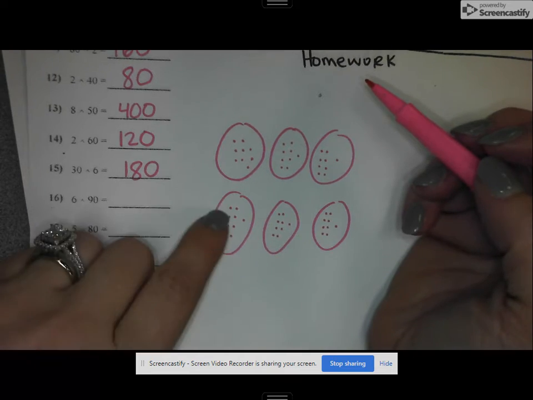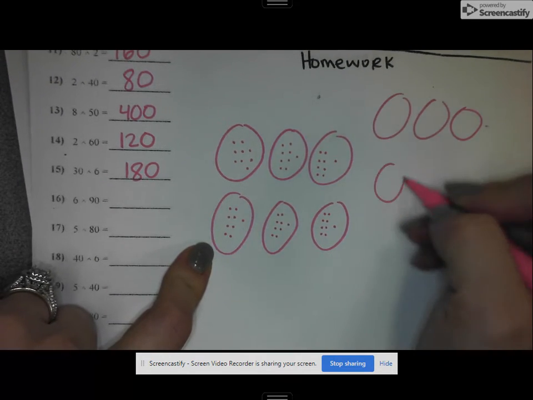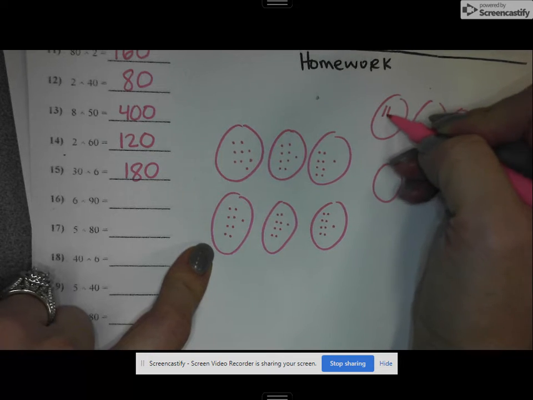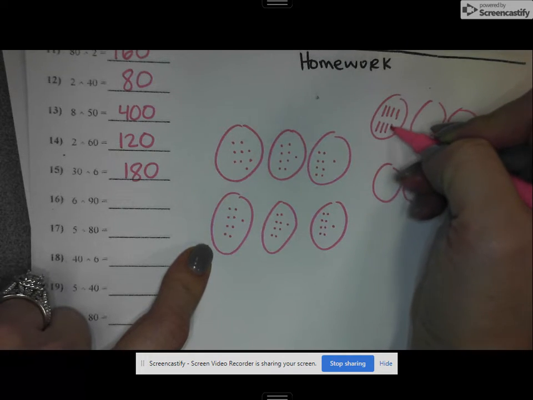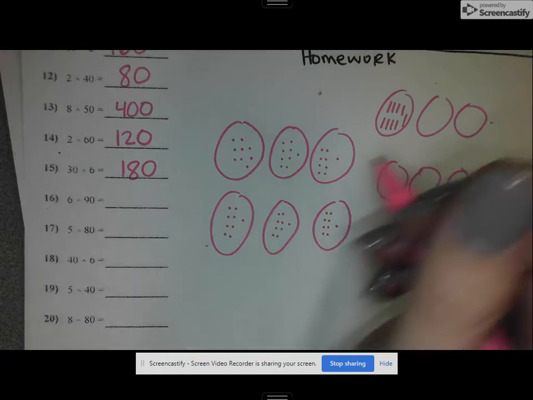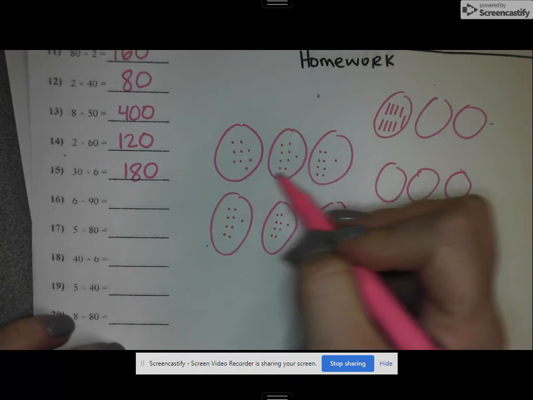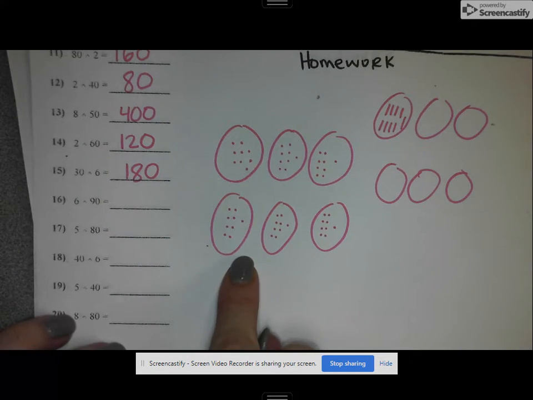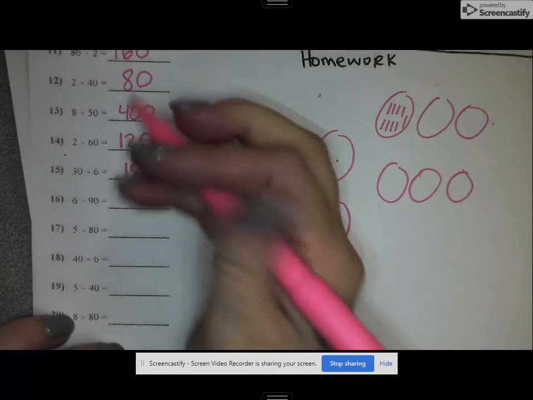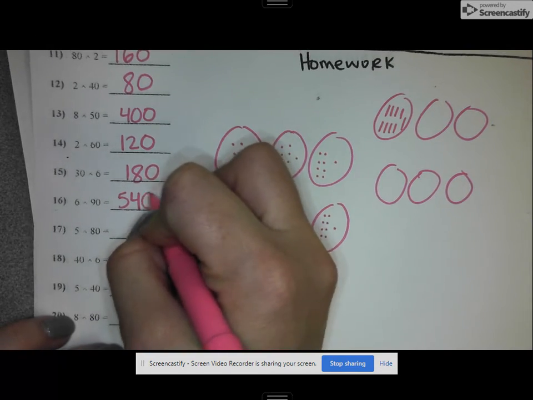Some of them, instead of doing 6 groups of 9, they might do 6 groups of 90 and use 10 sticks instead. And then they won't have to go back and add the 0 if they just count up by tens. So it just kind of depends on whichever way they think about it. But they want to eventually see that I counted 54 ones or 540 tens, because 6 times 9 is 54. And then go back and add the 0.